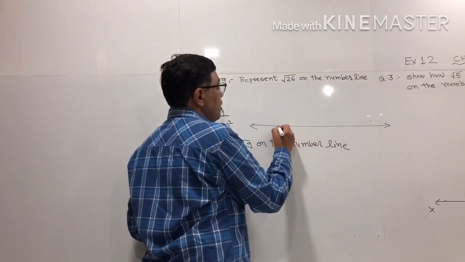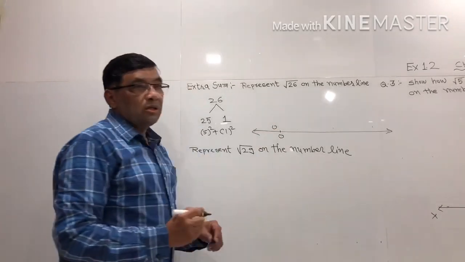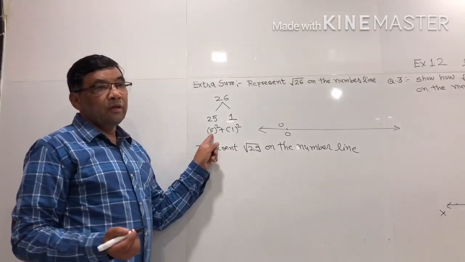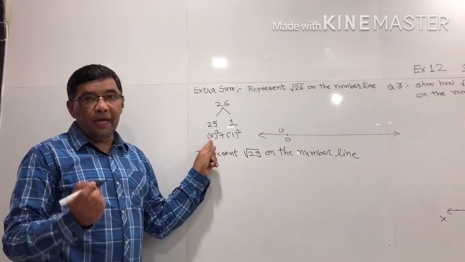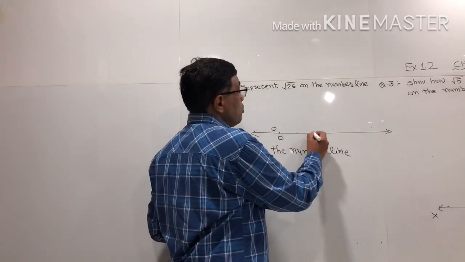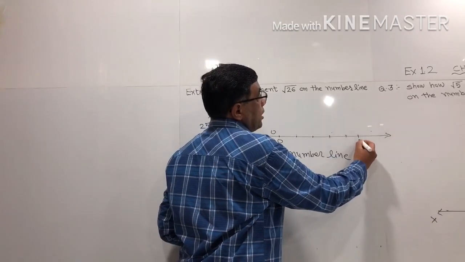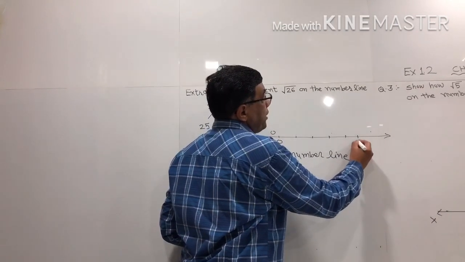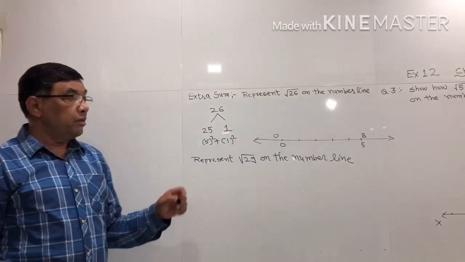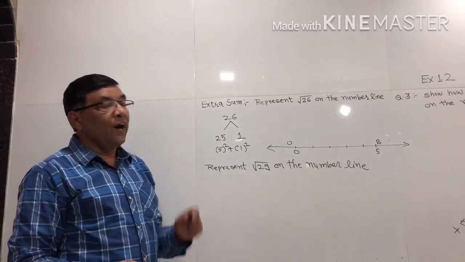So first of all we select a point O and mark 0. Now we have to mark a point B. But B at what unit? 5 unit. B at 5 unit. So 1, 2, 3, 4 and 5. Here is 5. So this point represents value 5. We write this point as B. So now OB is equal to 5.